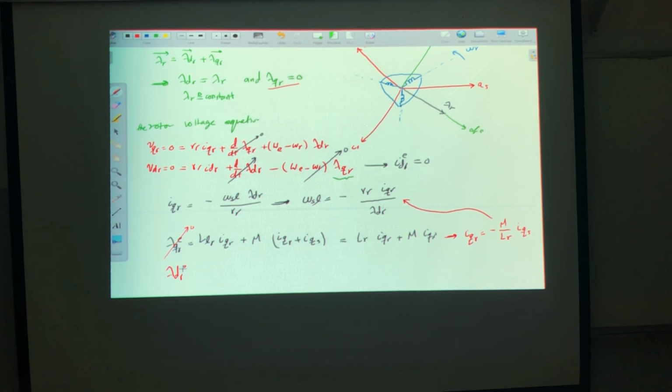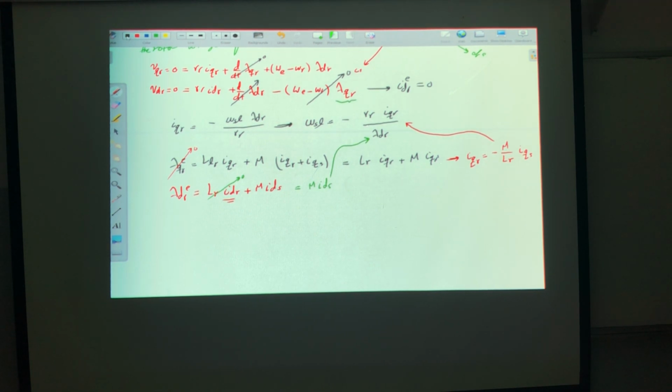Now, lambda DR will equal to what? It will be equal to LR IDR plus M IDS, correct? Now this one equals to what? Zero. So simply this means that this will equal to M IDS. Now this one also I will put it here. So if I do so, what will I have?